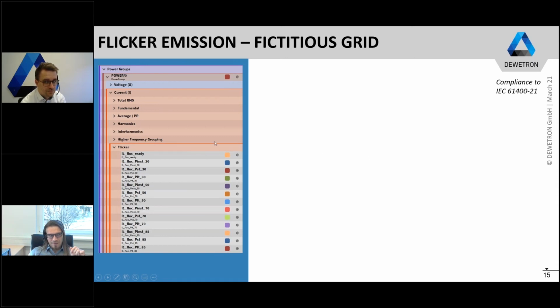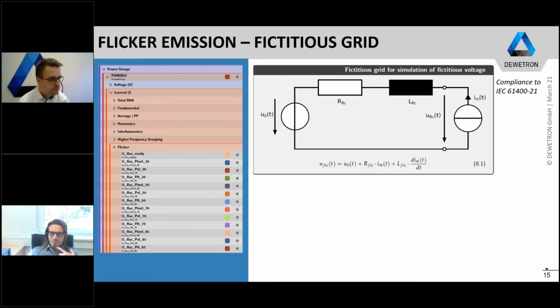And the channels which are output and filled with data for this calculation can be found in the current section because it is called the current flicker. And for each current signal of each phase, you will get all these output values here. And I will try to explain which information is included in these channels. As the most important base for this calculation, this block diagram is used, which is also prescribed and specified in the standard.